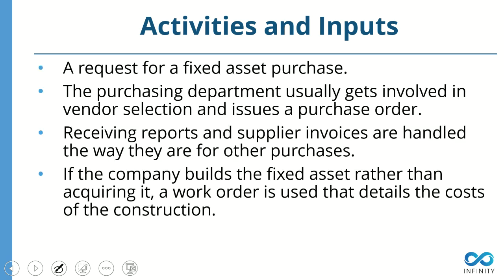Same as the previous purchase cycle we have done, here also a request for a fixed asset purchase is made, and the purchasing department will get involved in vendor selection, to whom they should buy this particular asset. Then they receive the asset and update the supplier invoices. If the company is making its own fixed asset, then a work order is issued.